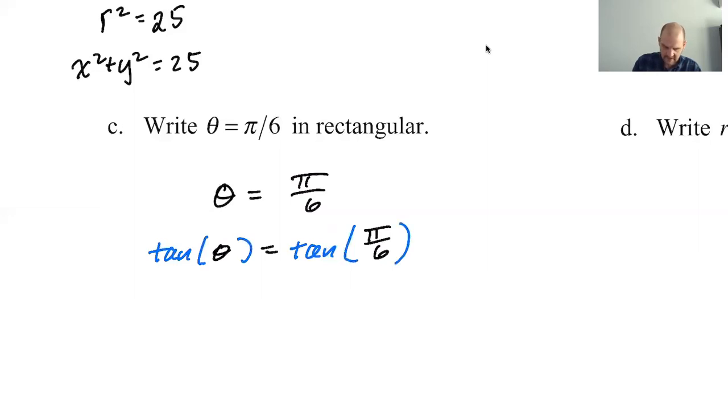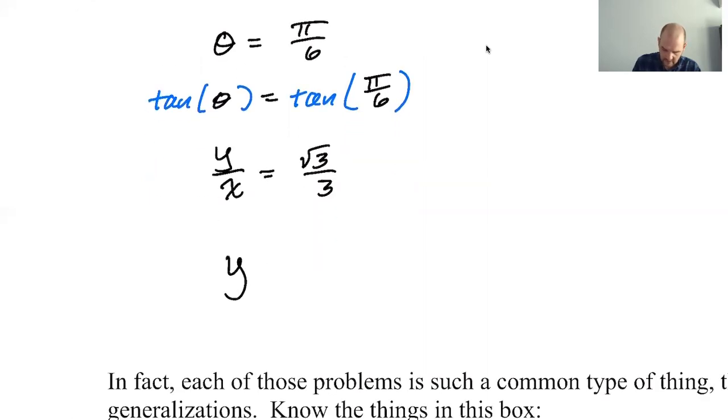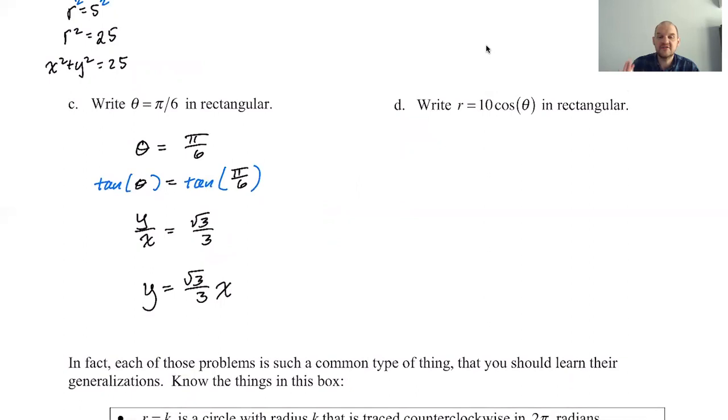And there you go. All right, now tangent is y over x. The tangent of pi over 6 is root 3 over 3. So finally, y is root 3 over 3 x. That's it. Now, I was able to do this because I already knew the answer.